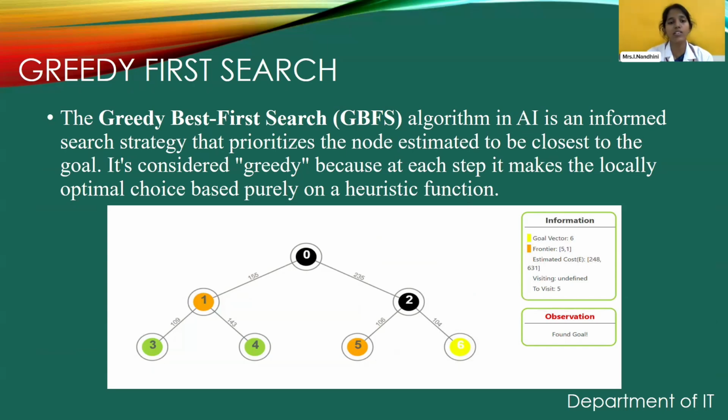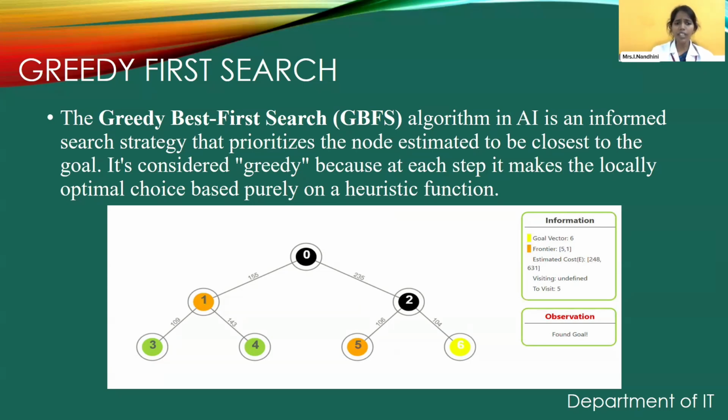The next one is heuristic search or informed search. Heuristic search or informed search uses additional information, that is a heuristic function, which is already given in the problem. By analyzing that heuristic function, we will be able to find a solution for the problem easily.